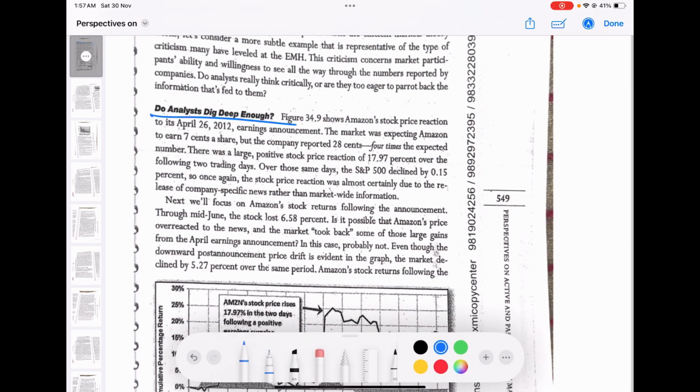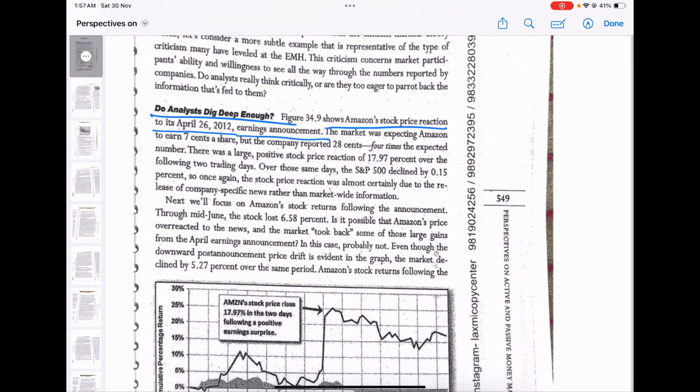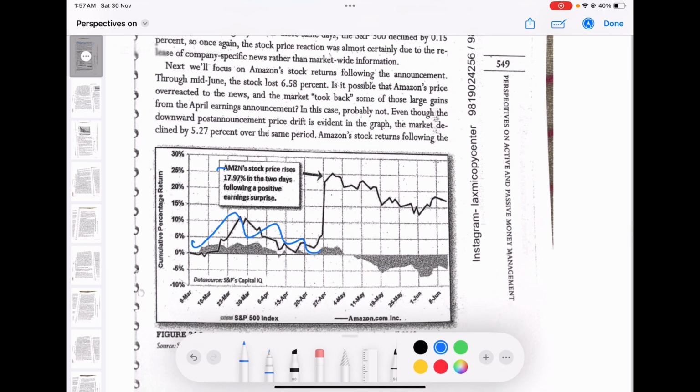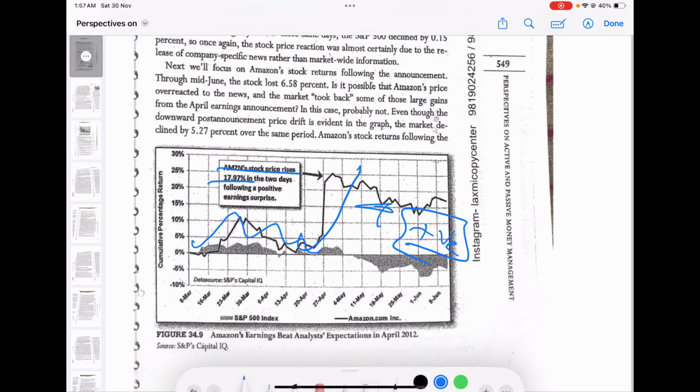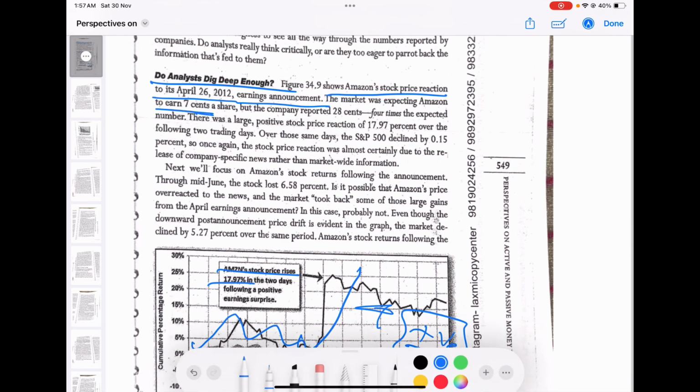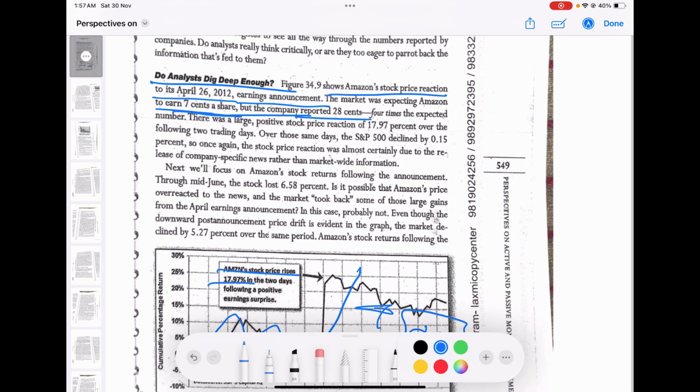Do analysts dig deep enough? Figure shows Amazon stock price reaction to April 26 earning announcement. So let's look at 34.9. Amazon was consolidating and then the stock went up because of some positive announcement which happened. Now what does this say? The market was expecting Amazon to earn 7 cents a share, but the company has reported 28 cents. So that is basically four times the number, right?